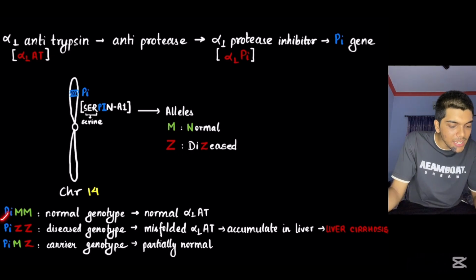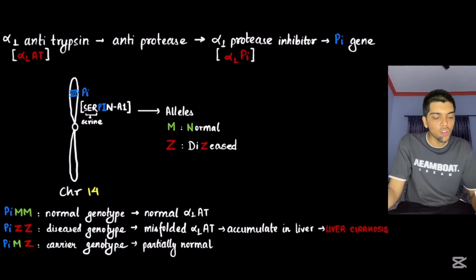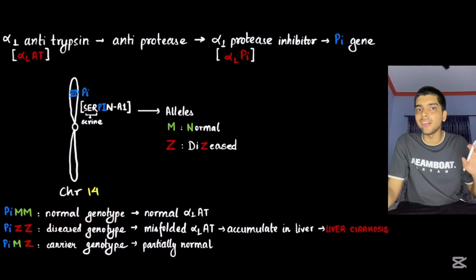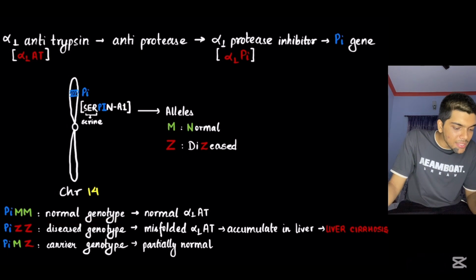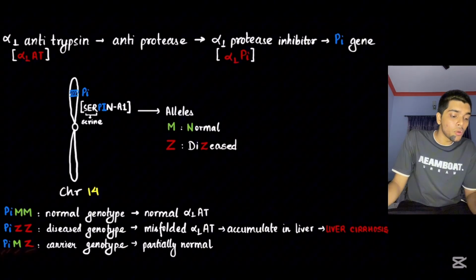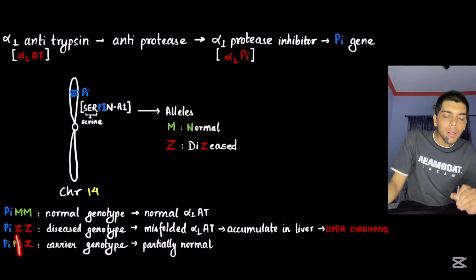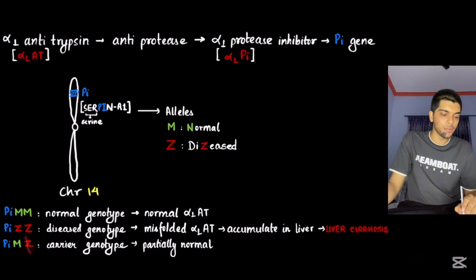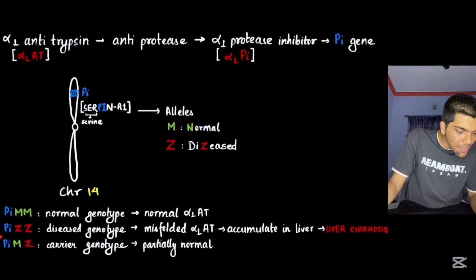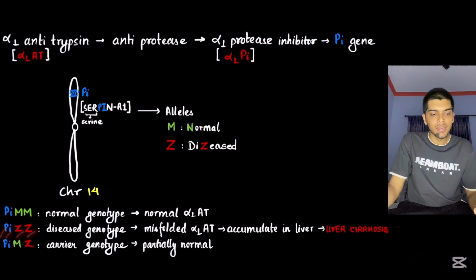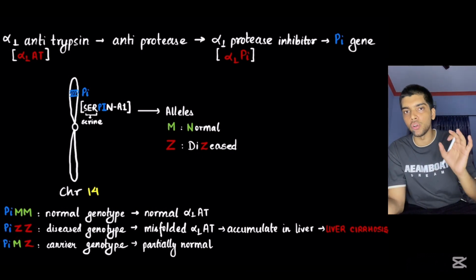So there's protease inhibitor MM. This is the normal genotype which produces a normal alpha-1 antitrypsin. Then there is protease inhibitor MZ. So it is partially normal and partially diseased, a carrier genotype. Then there is protease inhibitor ZZ. This is a diseased genotype.